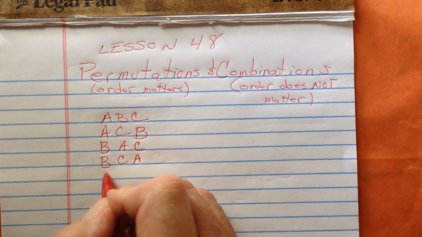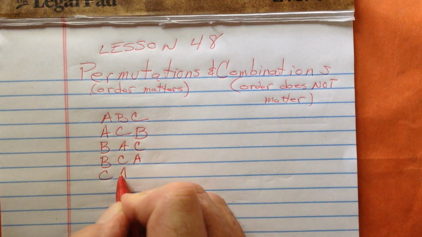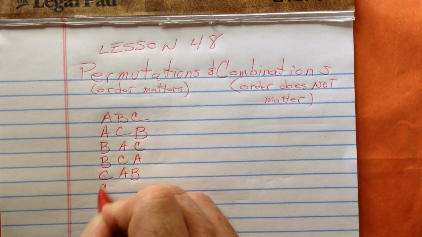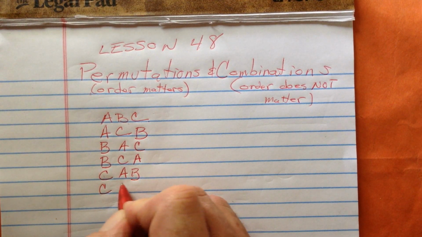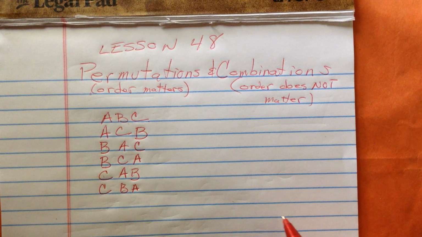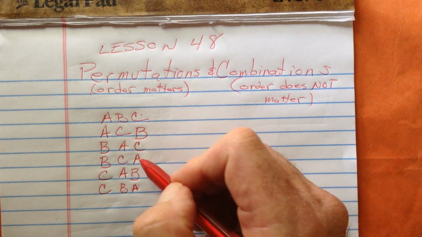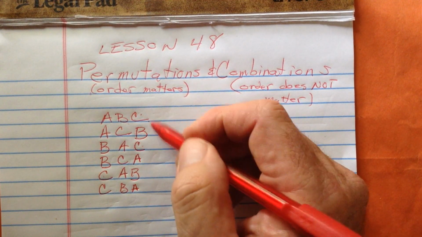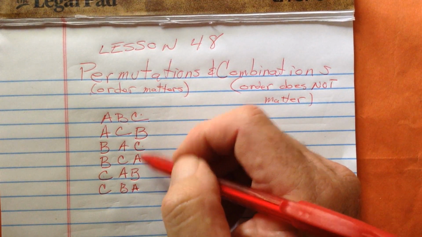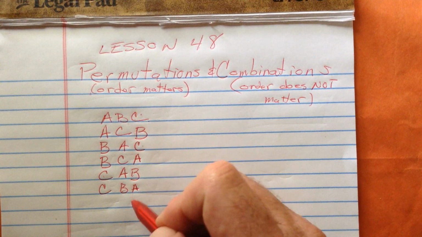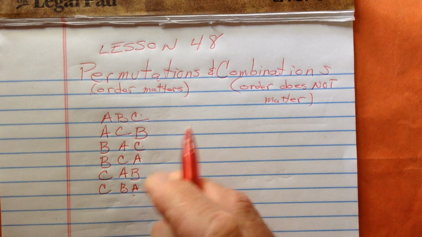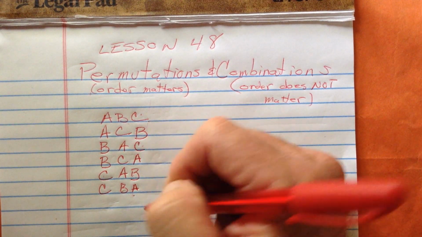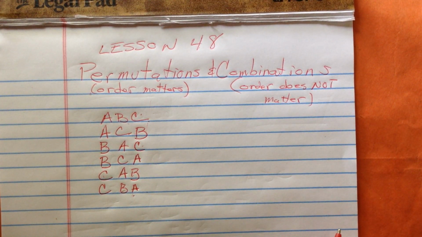Or I can move the C to the front and then have A and B, or I could still keep the C in front and switch these two to have B and A. So you can see there are 1, 2, 3, 4, 5, 6 different ways I could put these in a different order. They call that 6 permutations. And this lesson will also show you how to figure out mathematically the number of permutations.